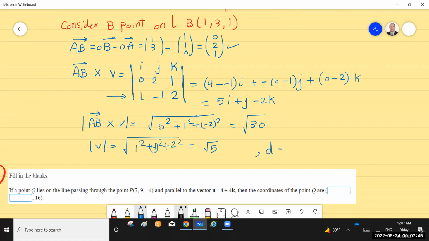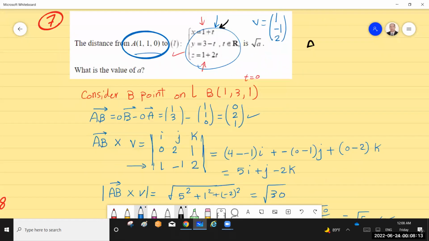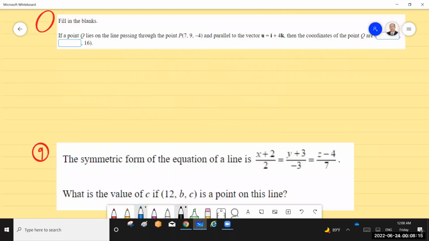And finally the distance from the point to the line is root 30 over root 6. Sorry, this is 6, I'm sorry: 4 plus 1 plus 1 is 6. So root 30 over root 6 gives you root 5, since 30 divided by 6 is 5. So the answer is root 5. This is the distance between this line and this point. Okay, I hope everything will be clear now.